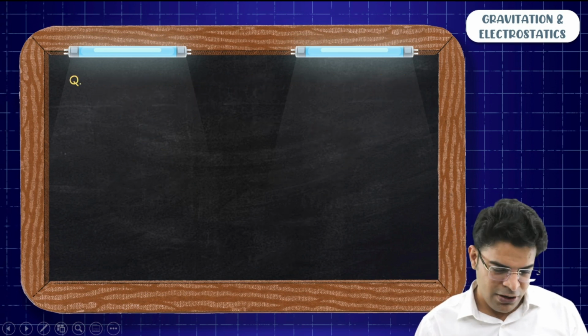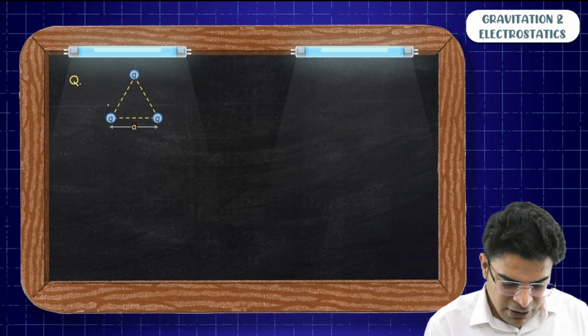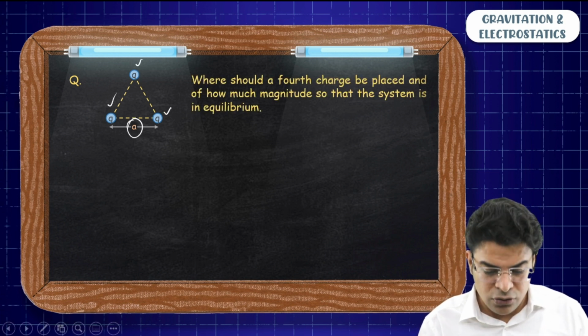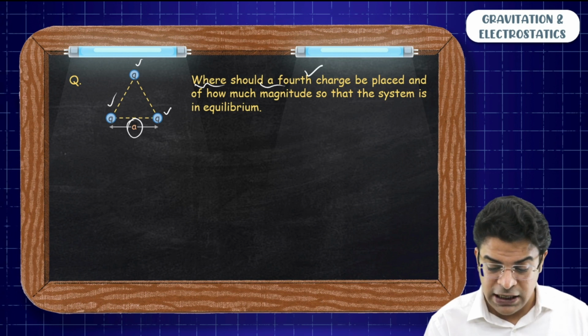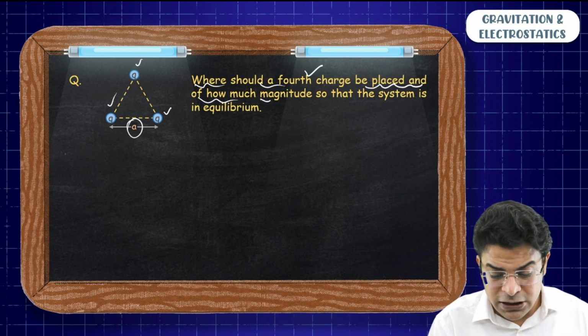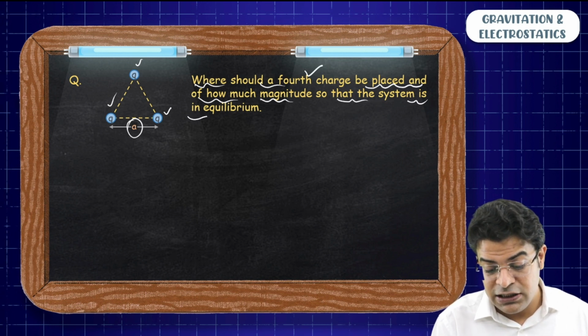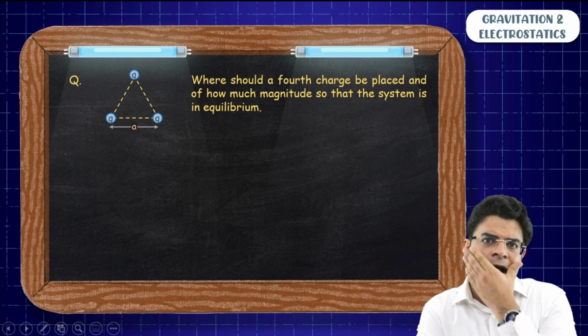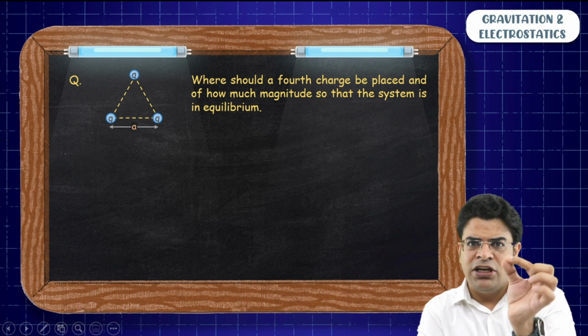See how. The question is, now you have three identical charges q placed at the three corners of an equilateral triangle. Where should a fourth charge be placed and how much magnitude so that the system is in equilibrium?